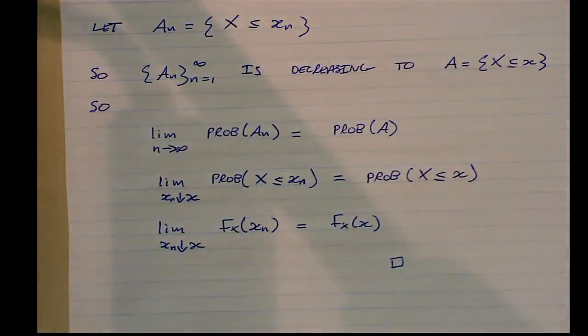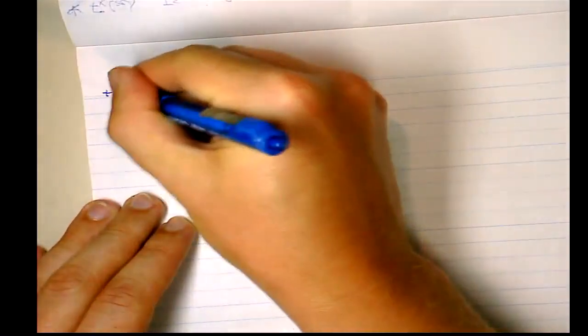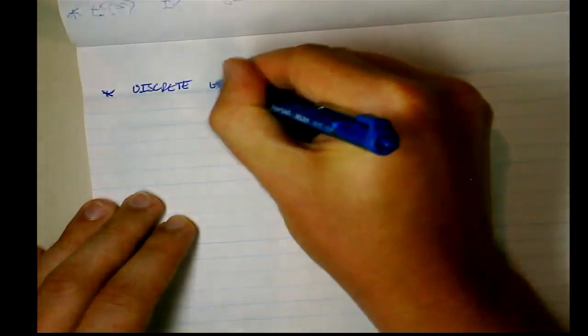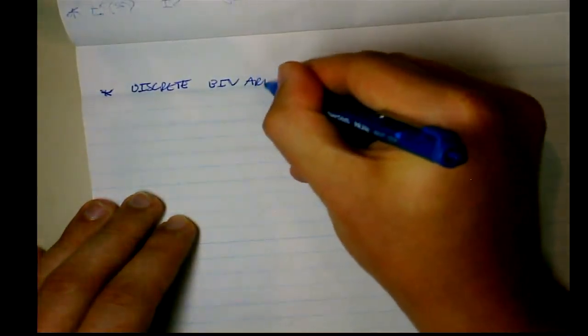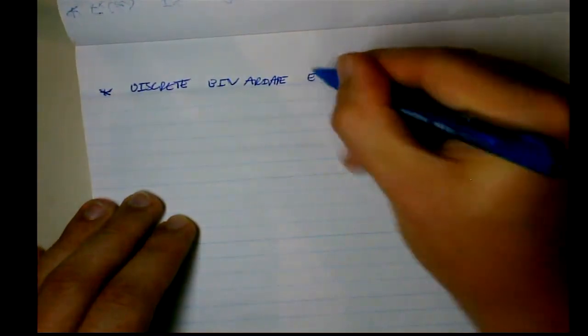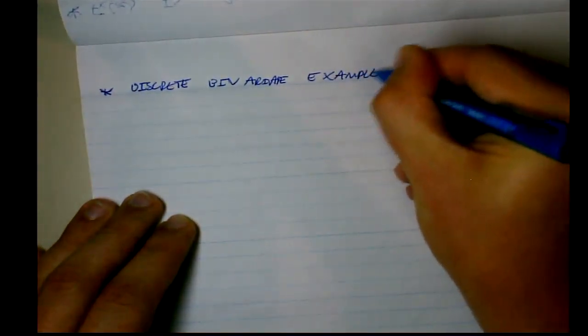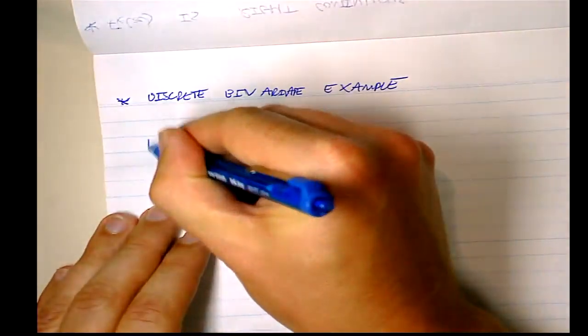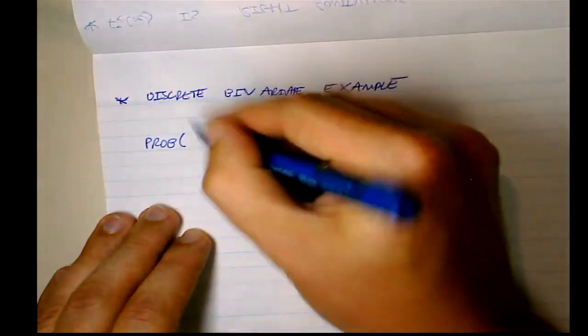So this is our discrete bivariate example. Let us compute the marginal probability that x is equal to x1. Probability that big X is equal to x1.